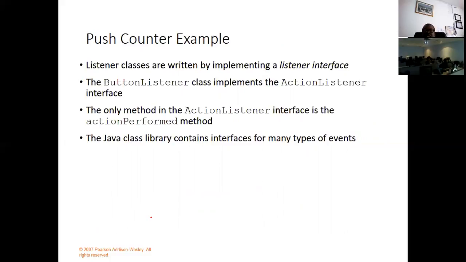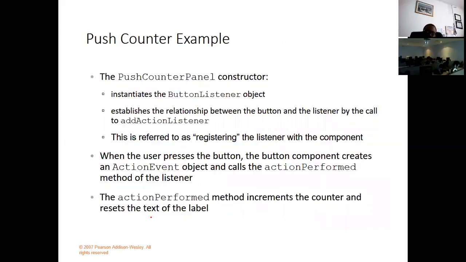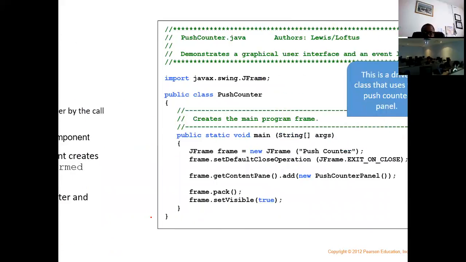Again, the only method in the action listener interface is the action performed method, and so the Java class library contains many interfaces for many different types of events, but in this case we're using an action listener. The push counter panel constructor instantiates the button listener, and it establishes the relationship between the button and the listener by the call to add action listener, which I showed you earlier on. So when the user presses the button, the component creates an action event object that calls the action performed method of the listener, and it increments the count and modifies the text.